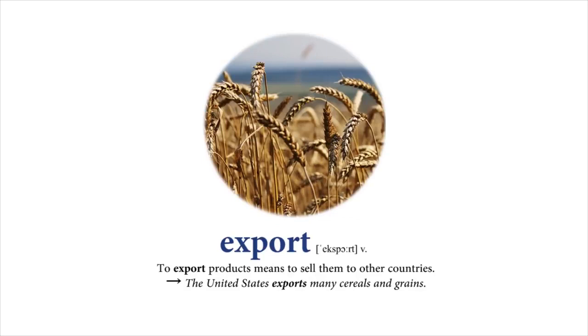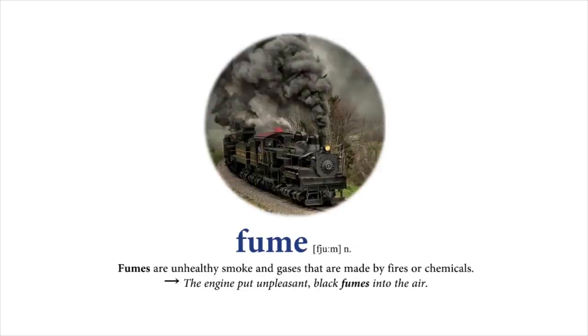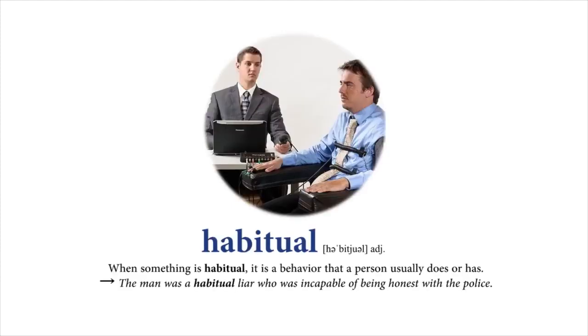Export. To export products means to sell them to other countries. The United States exports many cereals and grains. Fume. Fumes are unhealthy smoke and gases that are made by fires or chemicals. The engine put unpleasant black fumes into the air. Habitual. If something is habitual, it is a behavior that a person usually does or has. The man was a habitual liar who was incapable of being honest with the police.